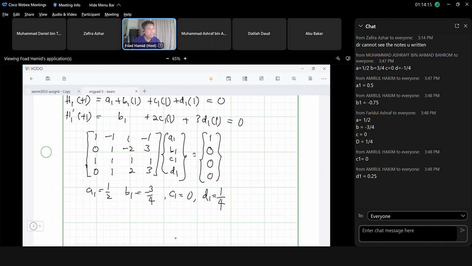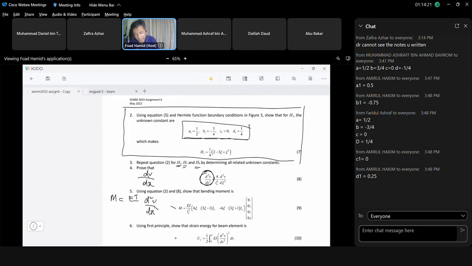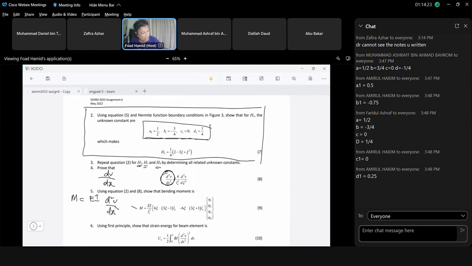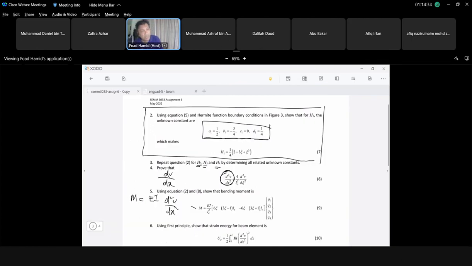Okay, so that's how I did this one. So hopefully it's the same value that we get. Okay, half, minus 3 quarter, 0 and 1 fourth. Okay, same. So if you can do it for H1, you can do the same thing for H2, H3, and H4. Okay, so now our H1 becomes this. Just plug in all the values.